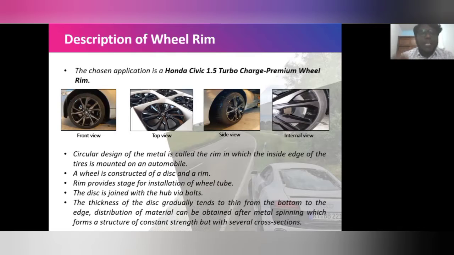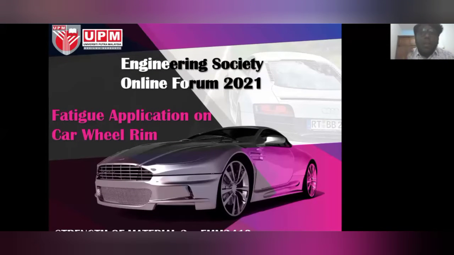Okay, the description: the circular design of the metal is called the rim, on which the inside edge of the tire is mounted on an automobile. A wheel is constructed of a disc and a rim. The third one, the rim provides a stage for installation of the wheel tube. The fourth one, the disc is joined with the hub via bolt. The thickness of the disc gradually tends to thin from the bottom to the edge. Distribution of material can be obtained after metal spinning, which forms a structure of constant strength but with several cross sections.